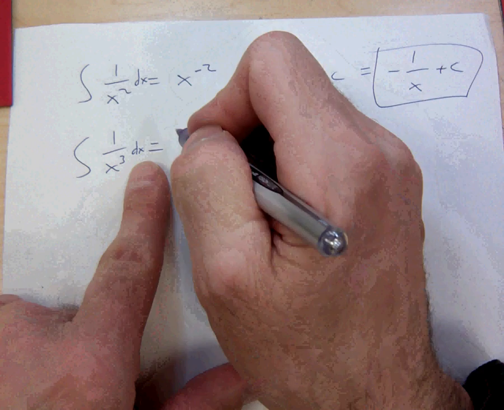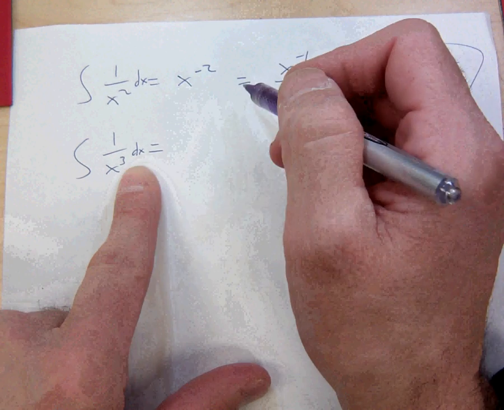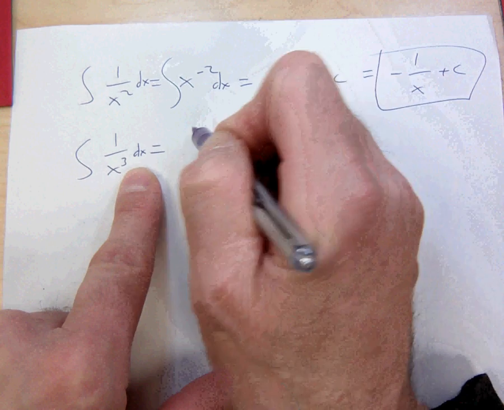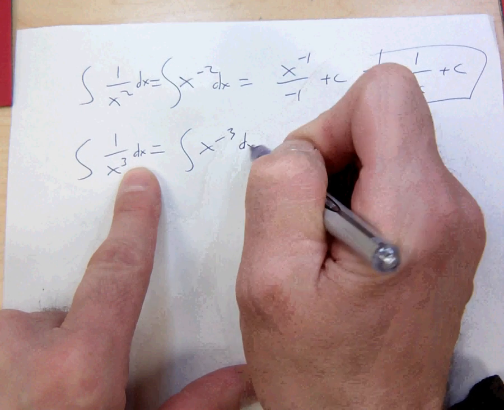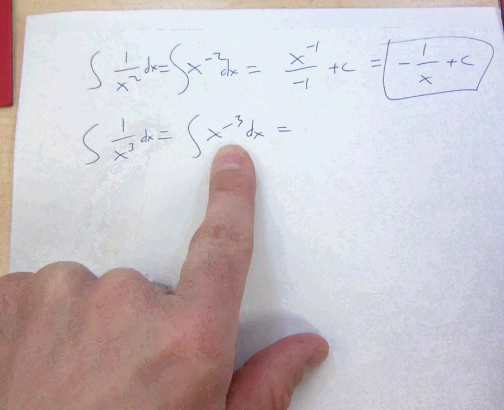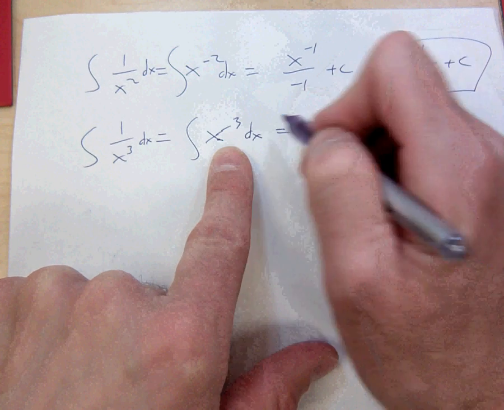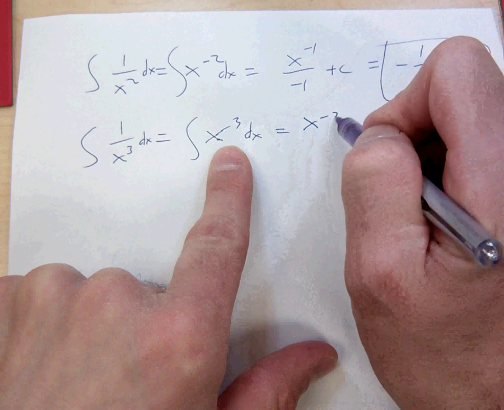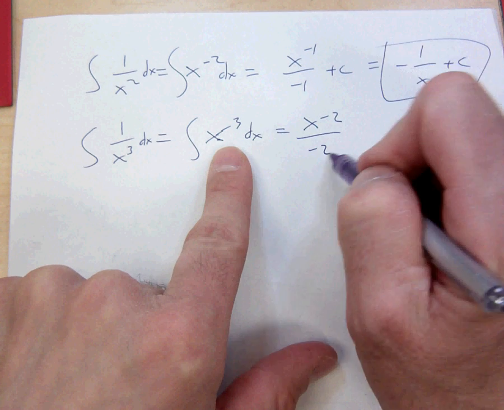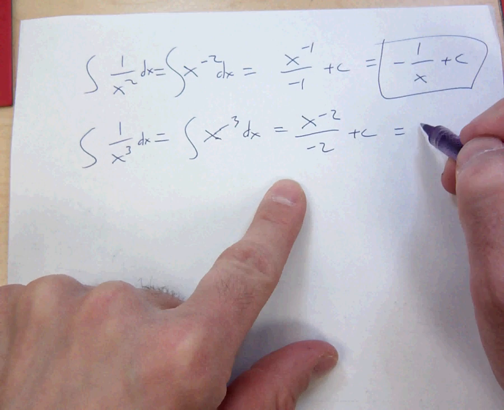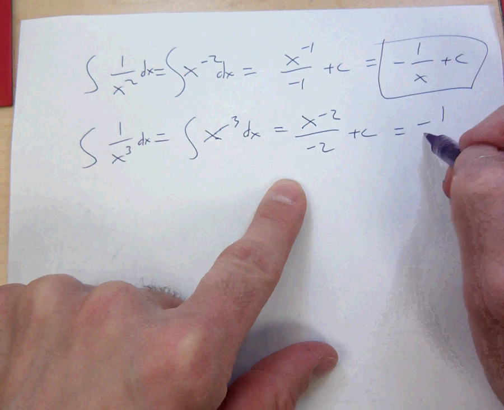Okay, what do I do here, Anthony? Write it as what? Yeah, write it as x to the negative 3. And then at that point, I can use the power rule, right? Okay, so what do I get, Anthony? Go ahead. X to the negative 2 over negative 2. And then, of course, again, just a little simplifying, and you end up with this, right?